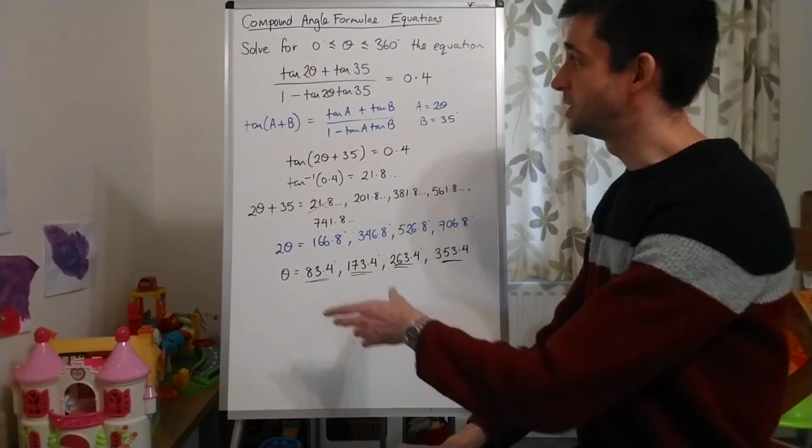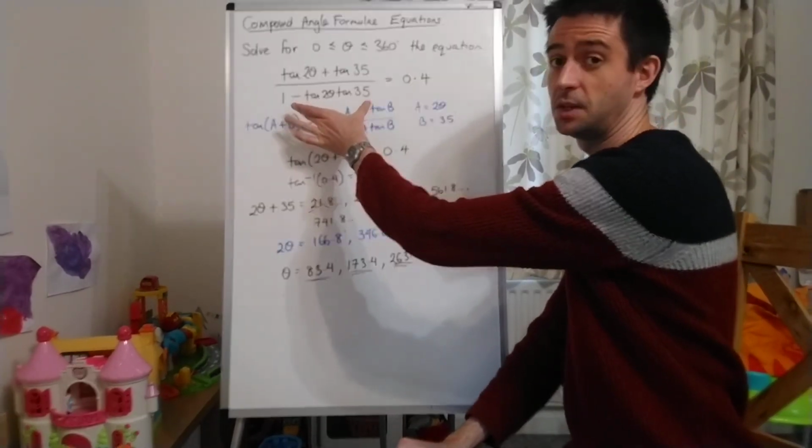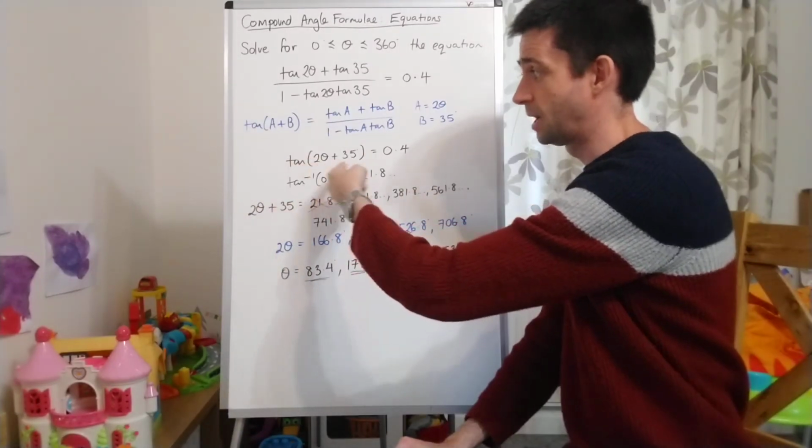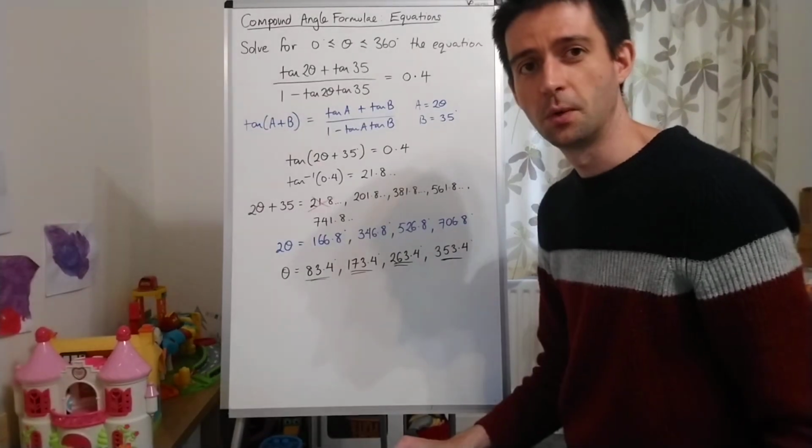But the key thing was right at the start spotting that this was the expanded form of the tan compound angle identity. Putting it back into compound angle form made a really straightforward equation to solve.